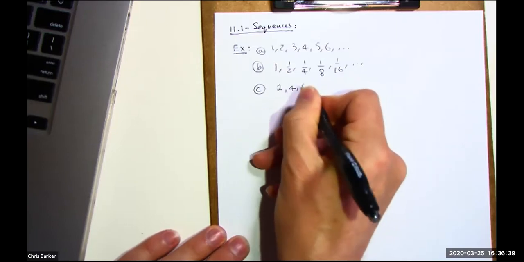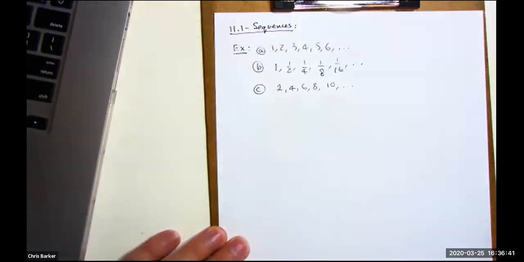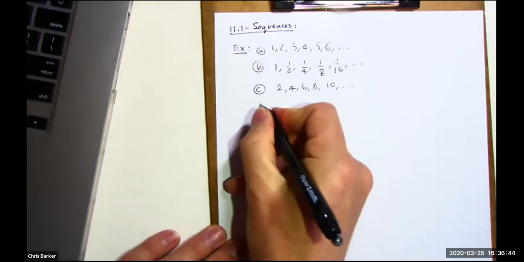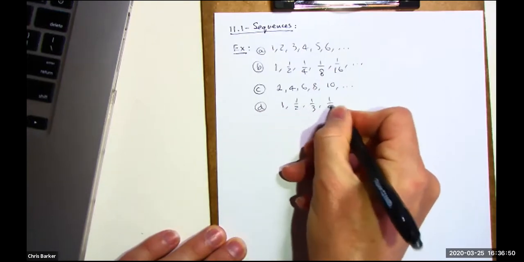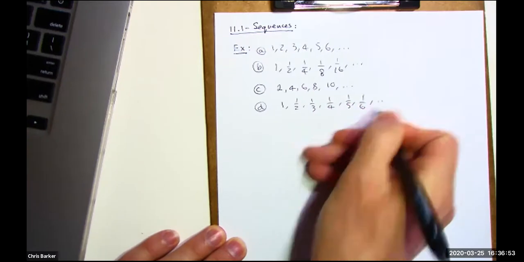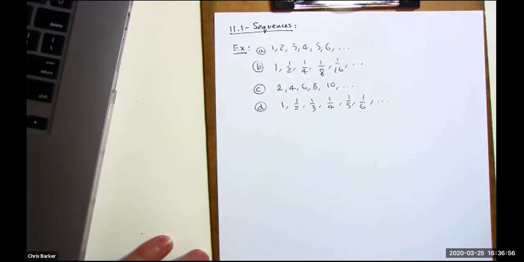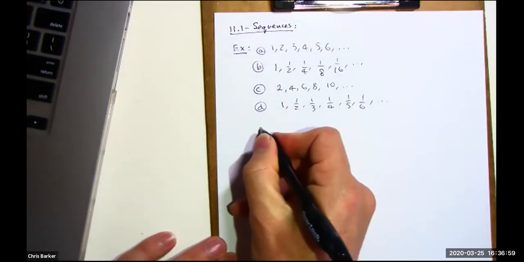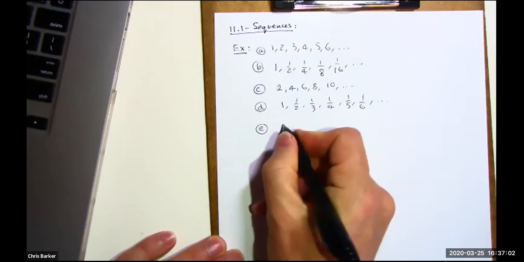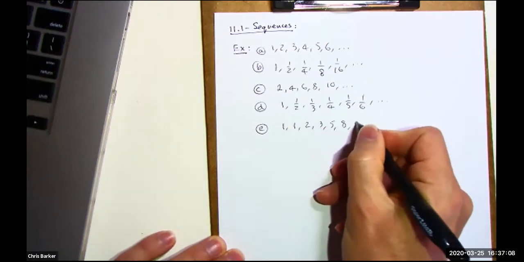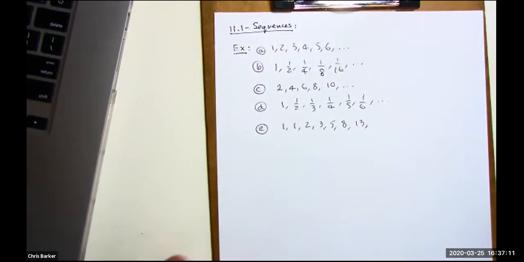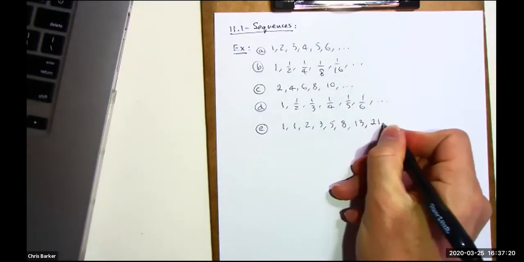Okay. Here's another example: 2, 4, 6, 8, 10, and so on. All right. Here's another example: 1, 1/2, 1/3, 1/4, 1/5, 1/6, and so on. And one more example: 1, 1, 2, 3, 5, 8, 13. Anyone care to predict the next value in this sequence? 21. Yeah, 21.